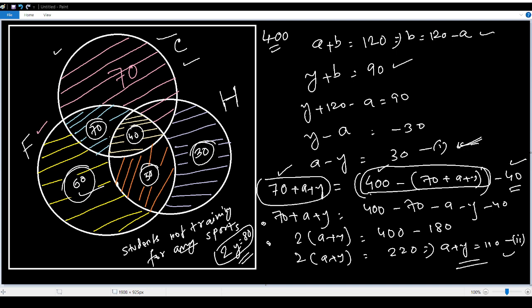Was there any other information given? Let me see, let us go back. Yes sir, there was an information that the number of students who train in more than one of the sports is 180. We have not included this information, that is why we got stuck over here. Number of students who train in more than one of the sports is 180. So that means, let me take this one as C. Fine.